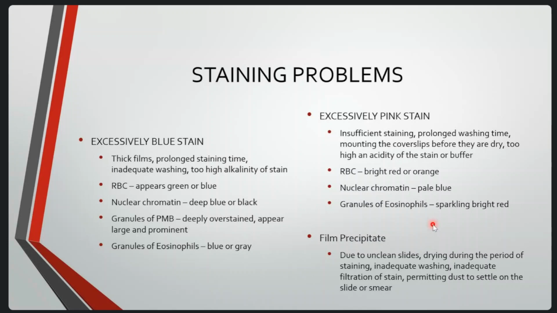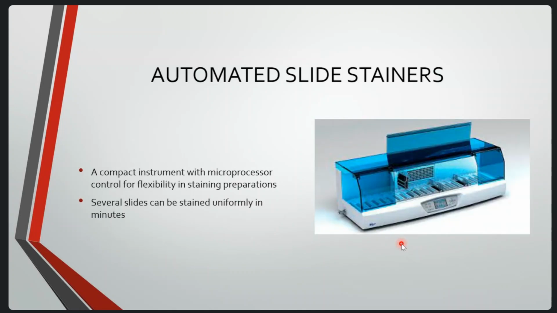Another one is the film precipitates. This can be due to unclean slides, drying during the period of staining, inadequate washing, inadequate filtration of the stain, and permitting dust to settle on the slide or smear. Aside from the manual staining, we can also have automated slide stainers like this. You just put your slides there and your stain, and they can stain your slides as fast as, I don't know, 30 seconds or 1 minute.